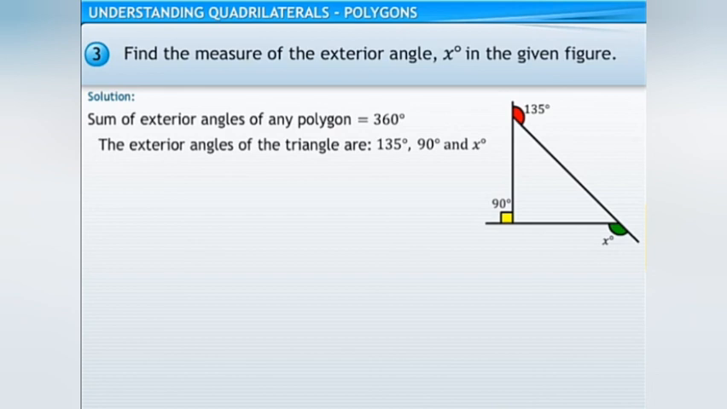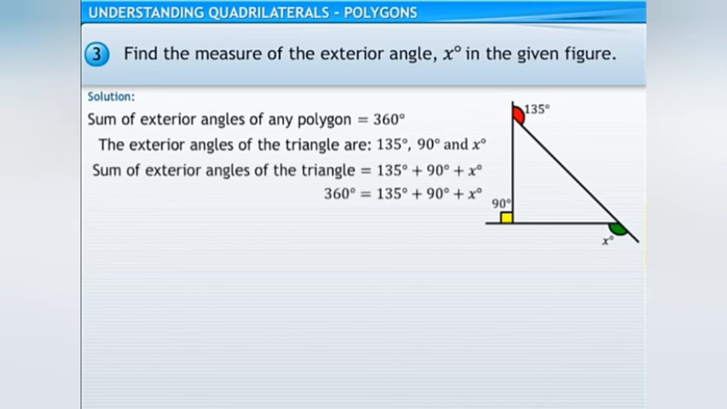Therefore, the sum of the exterior angles in the given triangle is as shown. We will equate the two equations to obtain the unknown angle x. We will rearrange and solve the equation to obtain the value of x. Therefore, the value of the unknown angle x is 135 degrees.